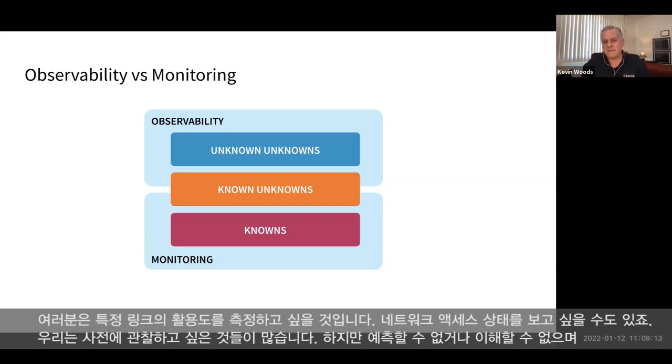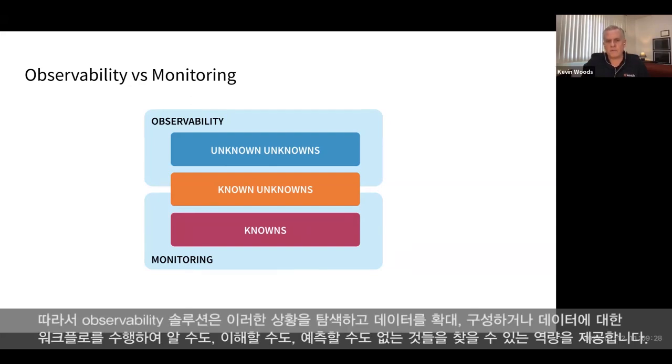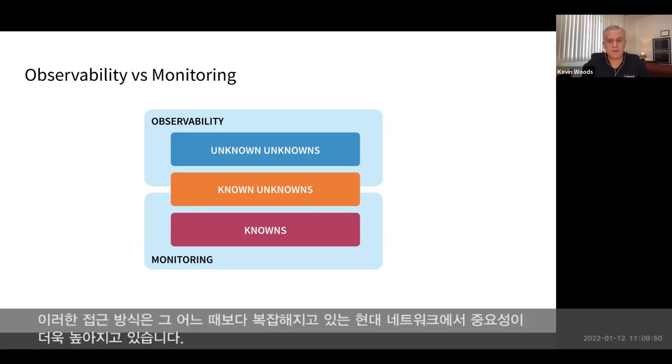But there are also events that occur with a network or with any system that you couldn't predict, and that you don't understand, and that you maybe weren't even measuring or looking at ahead of time. So an observability solution will give you the ability to go in and explore those types of situations, and to try to zoom in and organize your data or perform a workflow on your data so that you can find what is referred to as unknown unknowns, things that you don't understand and things that you could not have predicted.